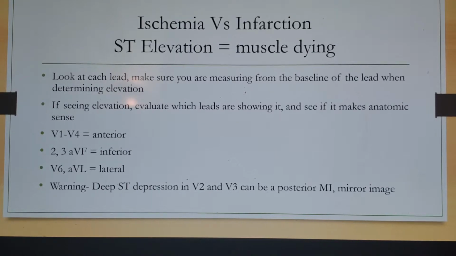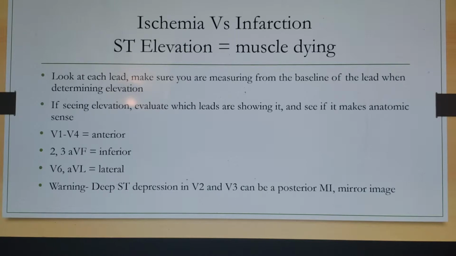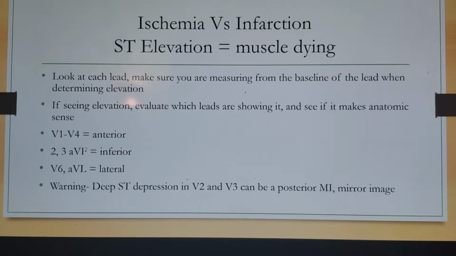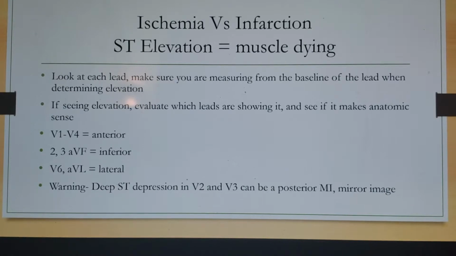One thing I want to talk about, and this is a lot of what we worry about from a pre-hospital side of things, is ischemia versus infarction. When you have ST elevation, you have actual muscle dying typically. So look at each lead, make sure you're measuring from the baseline of the lead when determining elevation. So find where those QRSs tend to come across and draw a line even, and that's how you can look at that ST segment to see if it's rising.